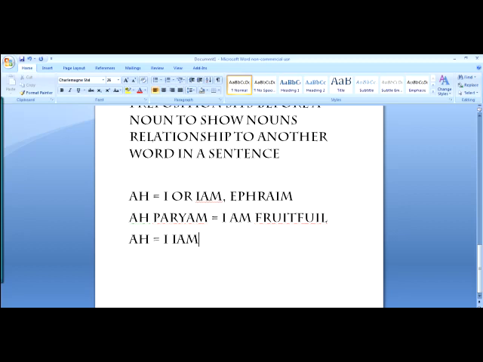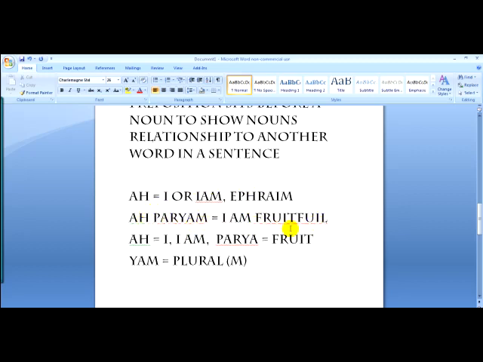Let me separate this: I or I am. And then you have the word parya, which is fruit, and then the yum at the end once again makes it plural masculine. So I at the beginning of the word is I or I am. Parya is fruit, then the yum makes it plural masculine. So when you put it all together, aparyum, I am fruitful.